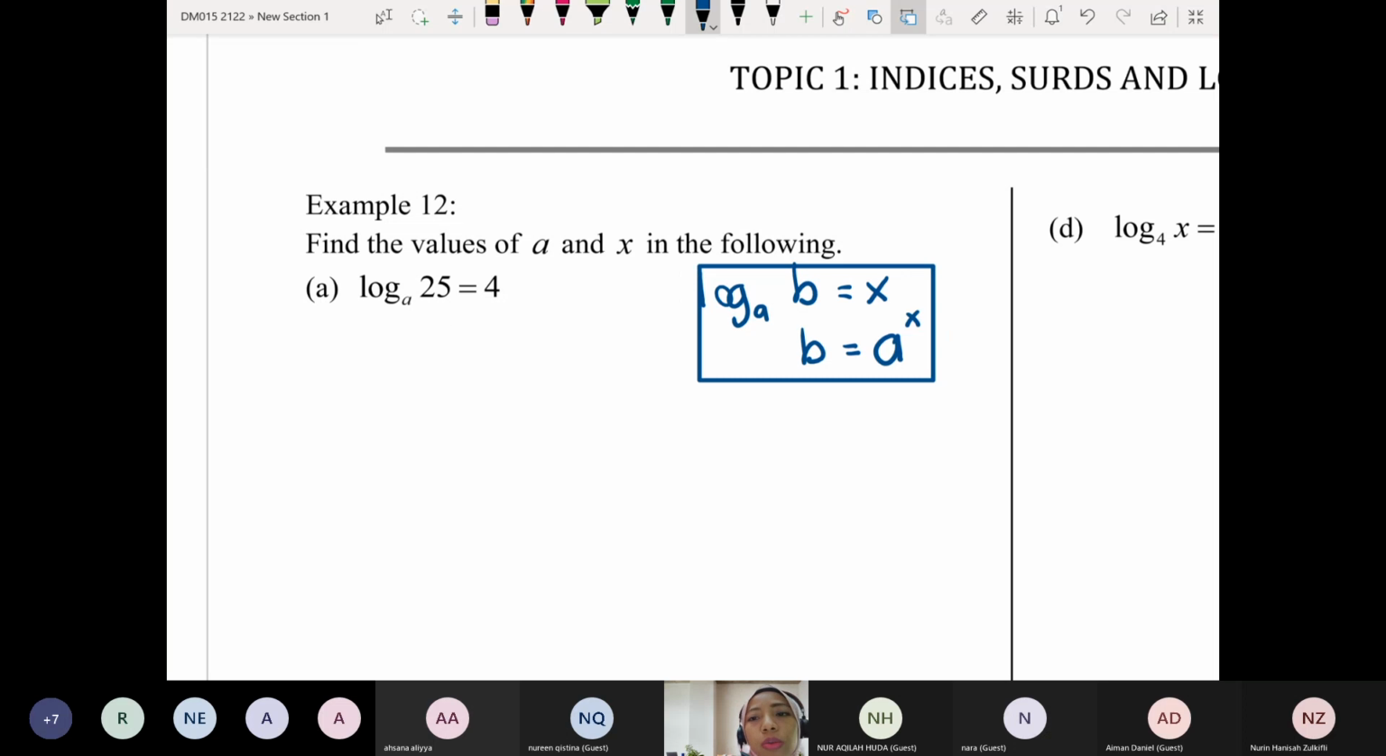By using these properties, it also can be written as 25 equals to A to the power of 4. Okay, boleh tak solve A? Kalau macam ni, ada tak something to the power of 4 dapat 25? Tak ada kan? Tak ada. And then soalan ni ada tak kata without using calculator? Tak ada. Okay, I tunjuk you perbezaan.